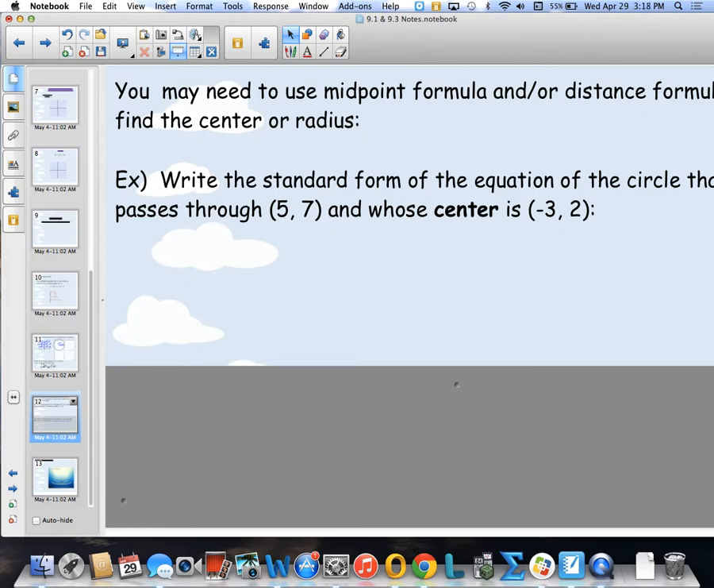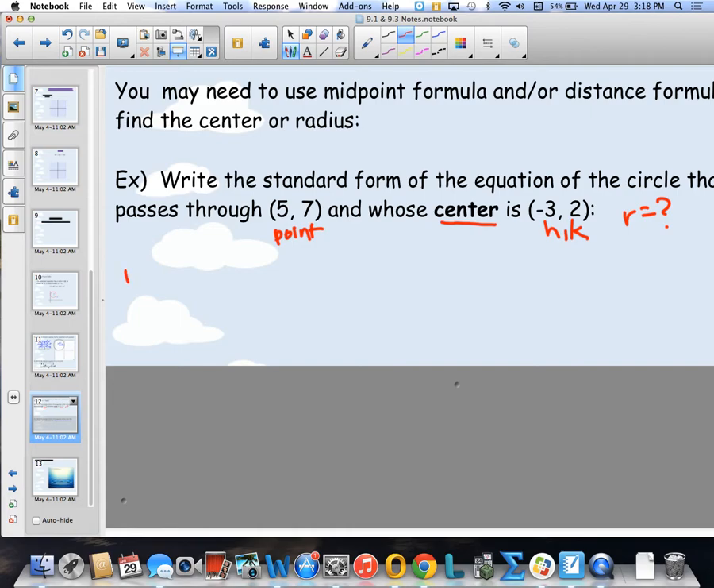This problem says write the standard form for the equation of the circle, and it's going to pass through (5, 7). So this is just some point on the circle, and its center is at (-3, 2). So this is our (h, k). Now the problem is we don't know what the radius is, so we're going to have to find it. Doesn't the radius go from the center to the outside of the circle?